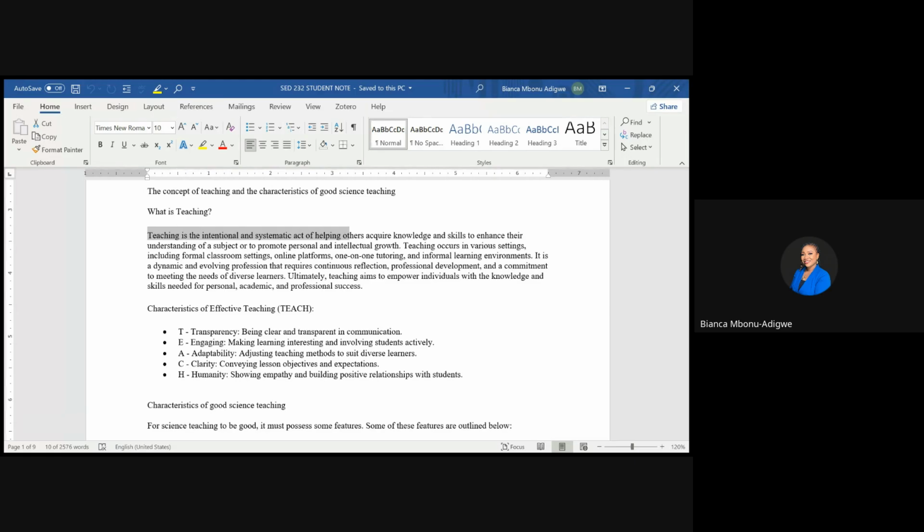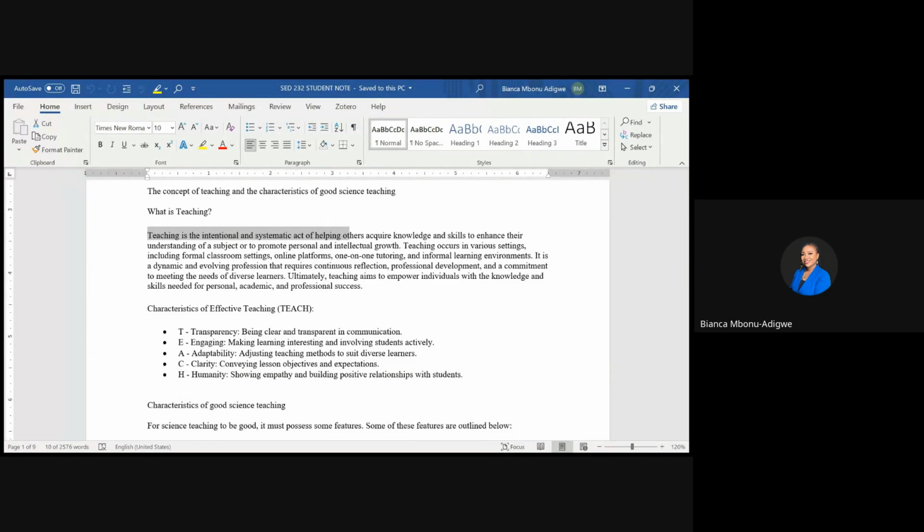You can also transfer skills to enhance someone's understanding of something, either a subject or a particular action, whatever it is, to help the person promote personal and intellectual growth. And we all know that teaching occurs in various settings. It's not just in the classroom. Teaching can happen in different settings. So we have the formal classroom settings, just like your classrooms or the ITS lab in the university, that's on the campus. That is a formal classroom setting.